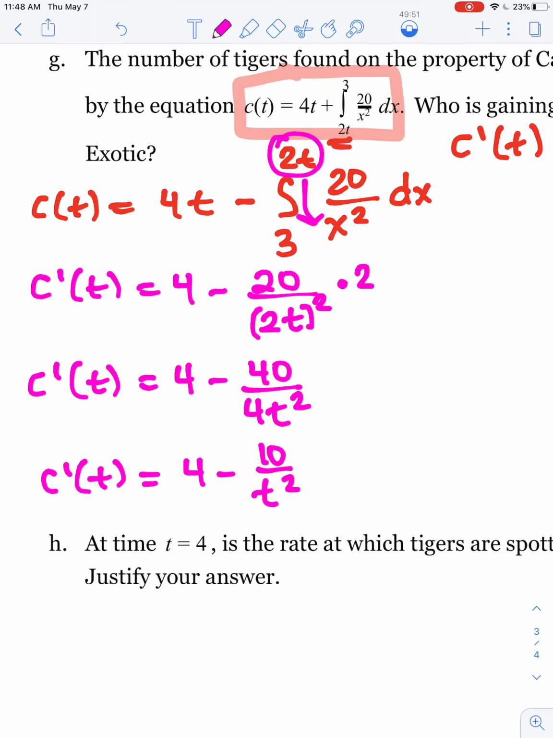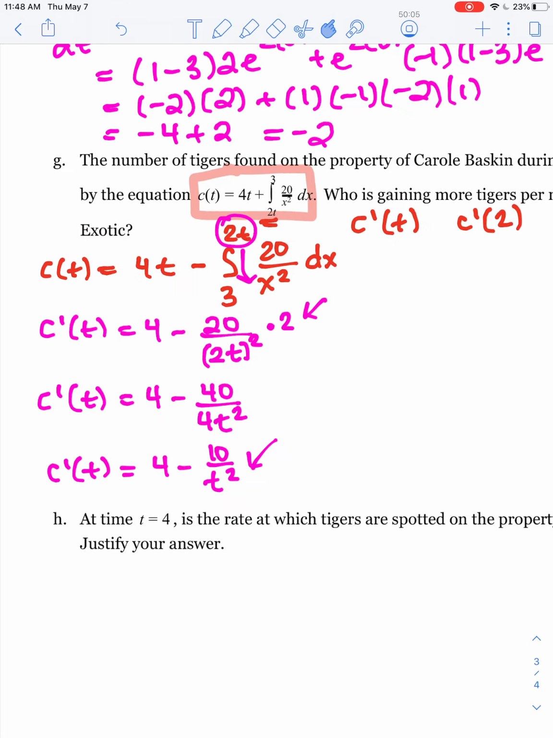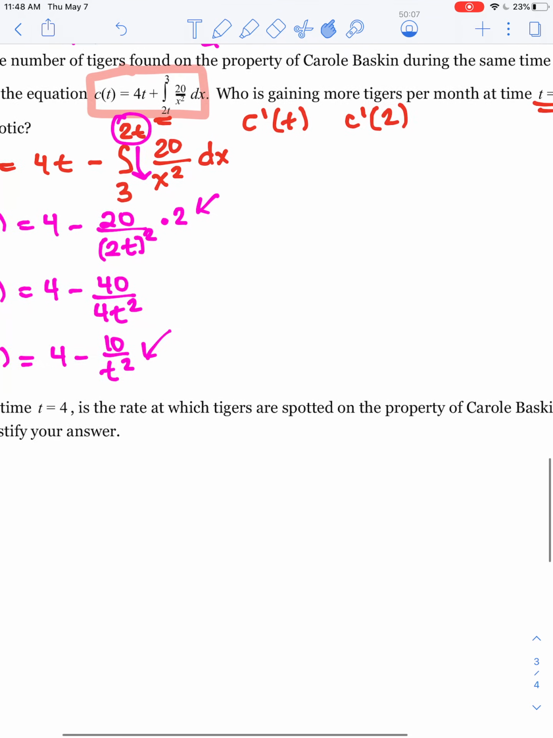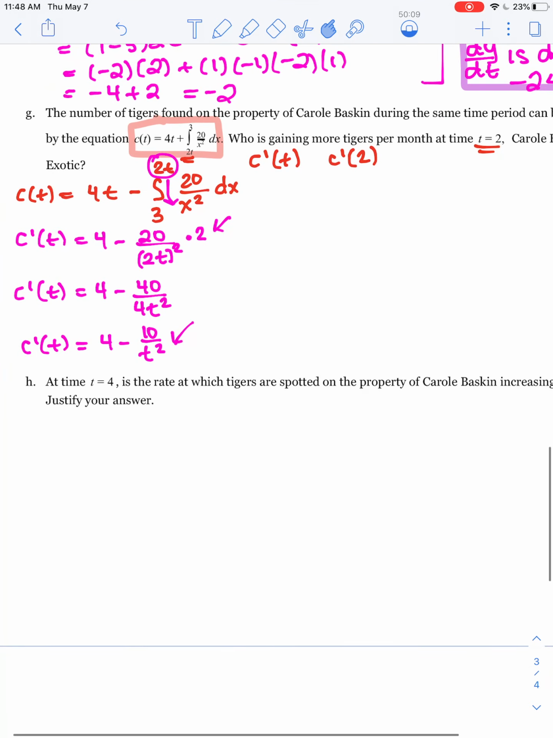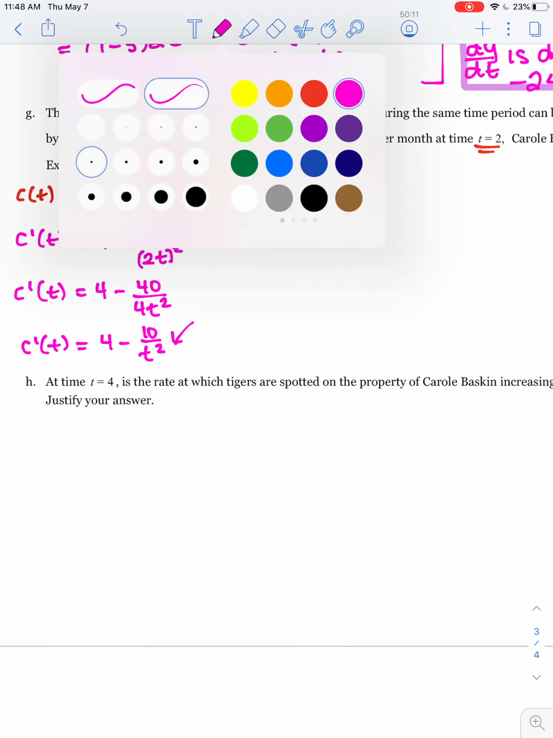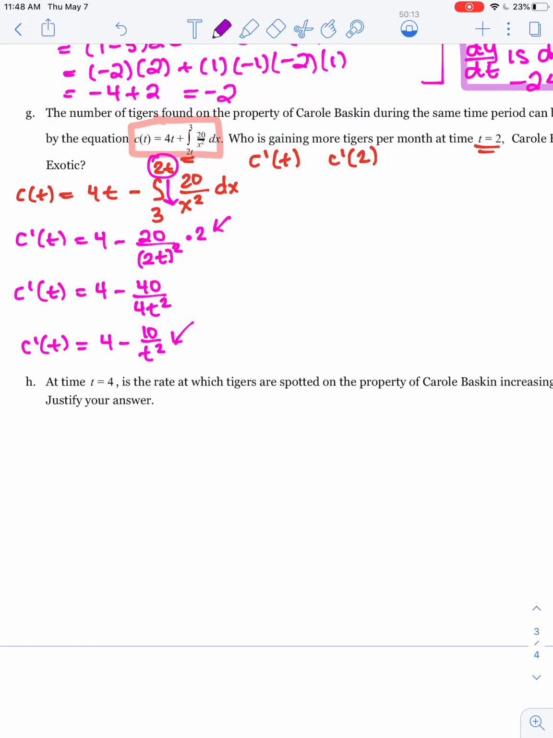And the only reason I'm doing that simplification is because I know I'm going to have to evaluate the value 2 in, and so maybe in this form it's a little bit easier to do that than in this form, but either one will work. Either one will give you credit on the AP exam. So again, we need to look at the rate at t equals 2. So we're going to go ahead and evaluate c prime of 2.